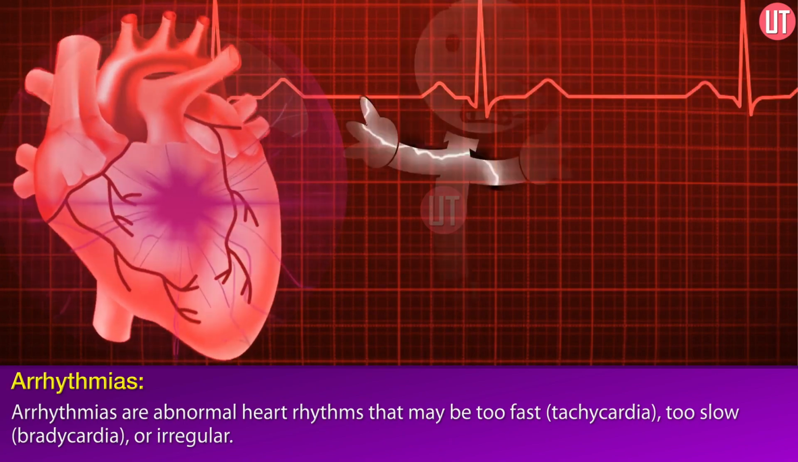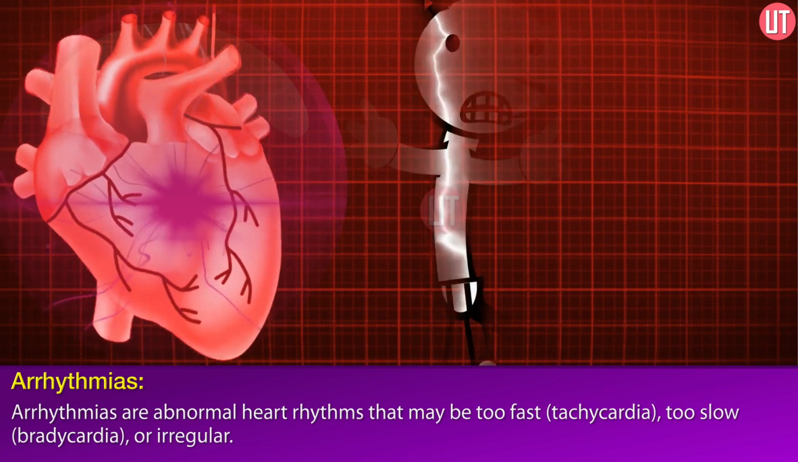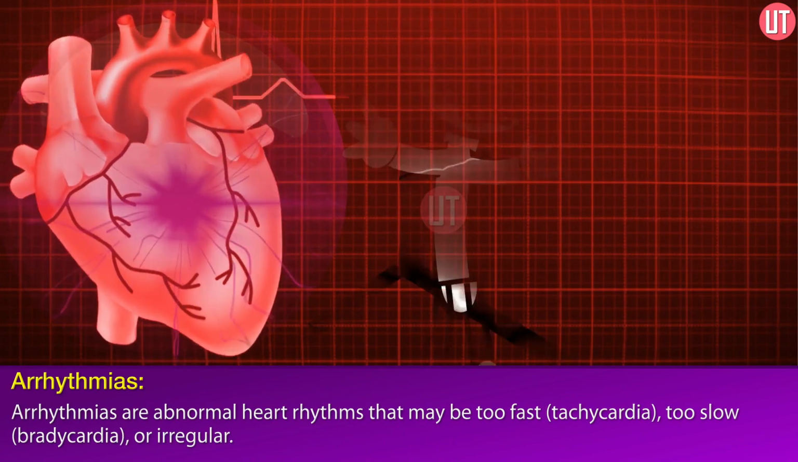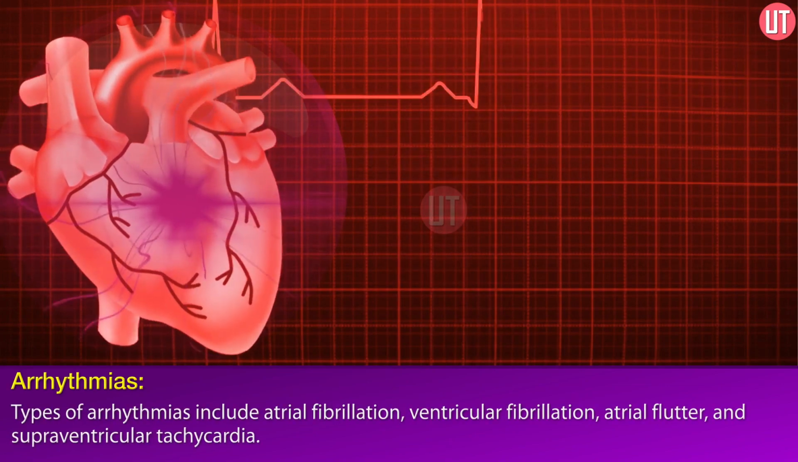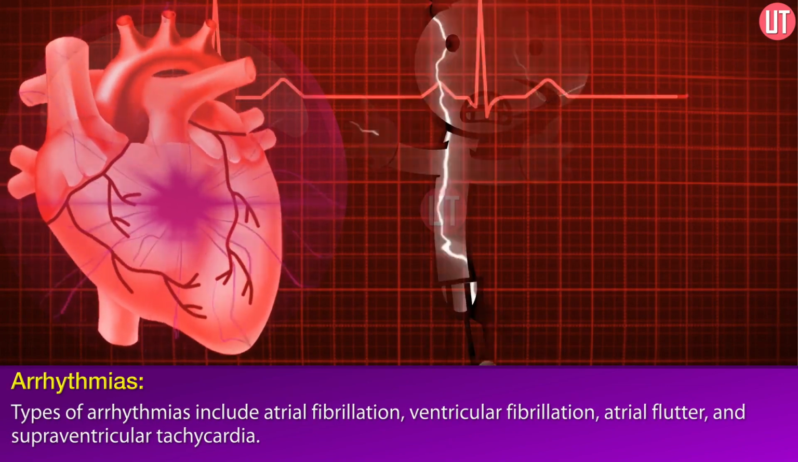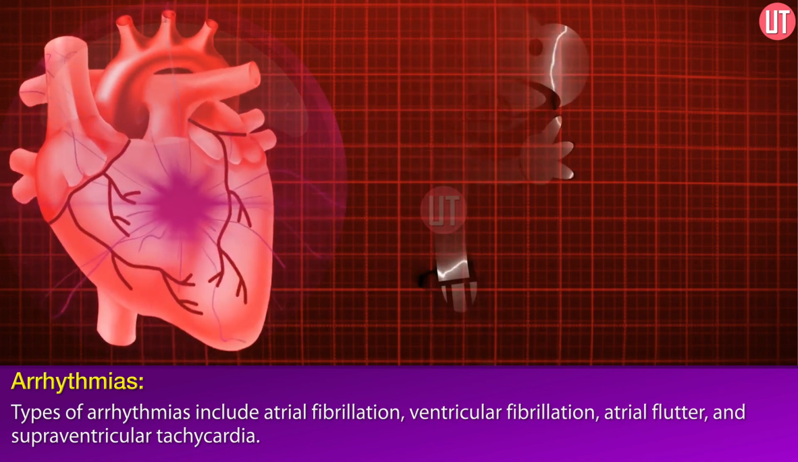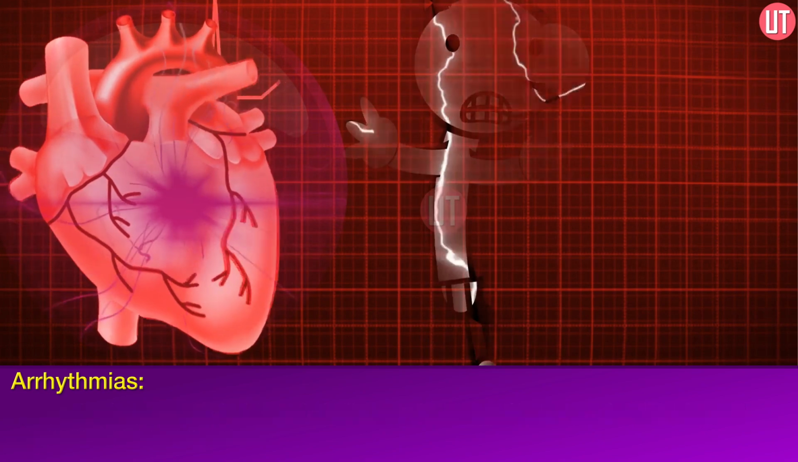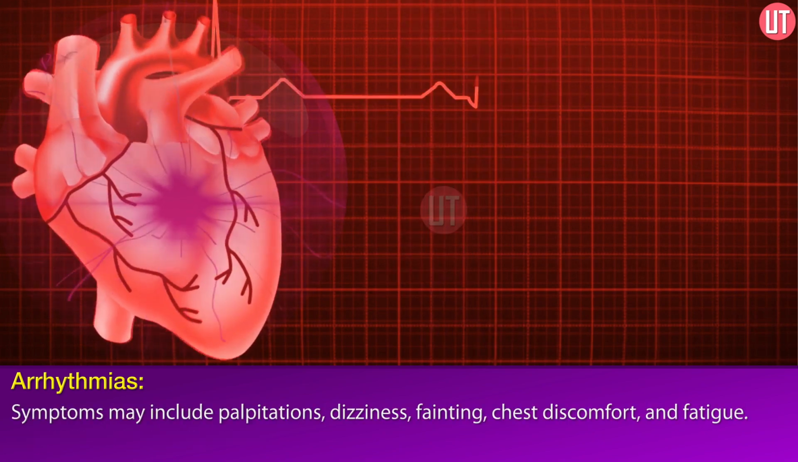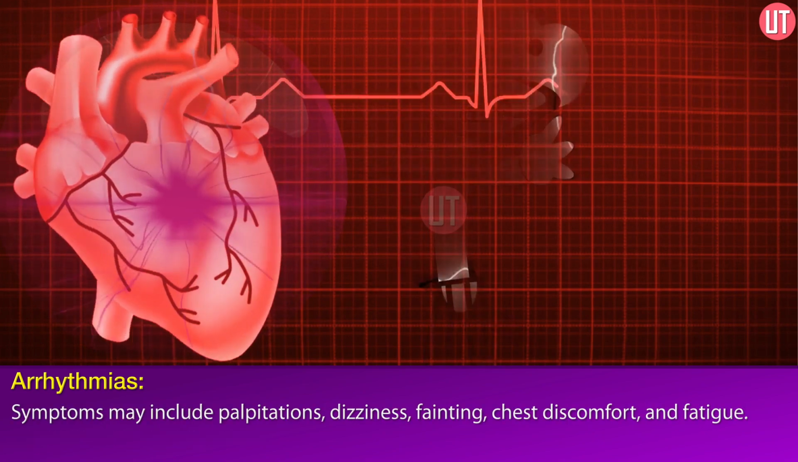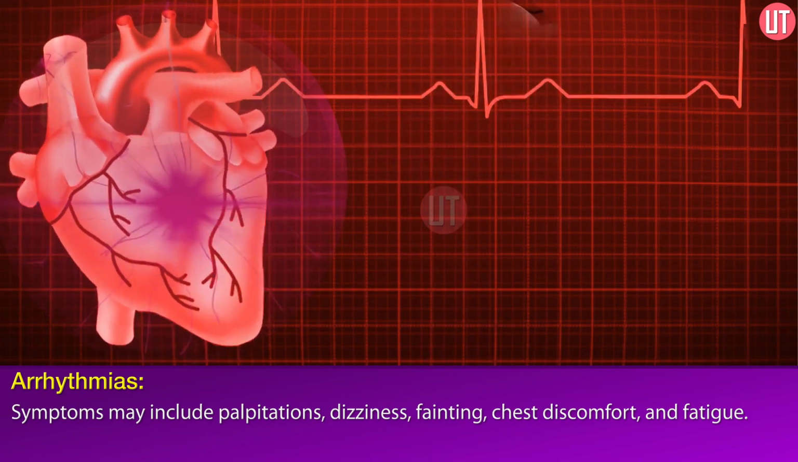Arrhythmias. Arrhythmias are abnormal heart rhythms that may be too fast, tachycardia, too slow, bradycardia, or irregular. Types of arrhythmias include atrial fibrillation, ventricular fibrillation, atrial flutter, and supraventricular tachycardia. Symptoms may include palpitations, dizziness, fainting, chest discomfort, and fatigue.